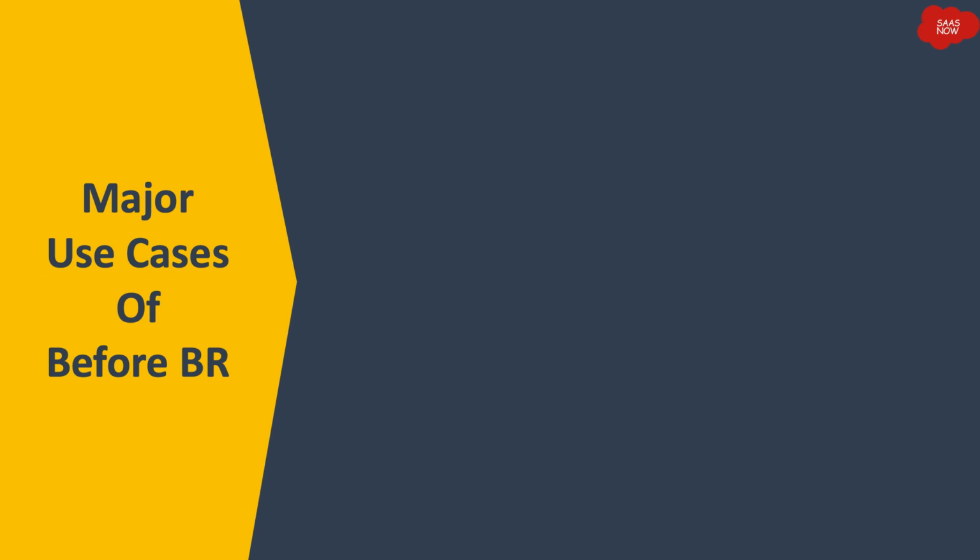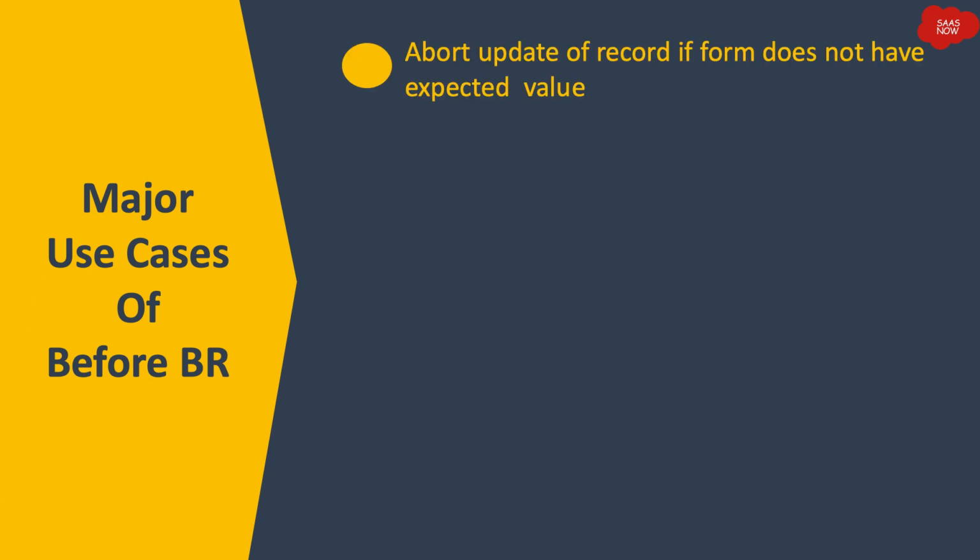Major use cases of before business rule. So let's talk about some major use cases of before business rule, which will help you to understand when exactly you have to use before business rule. Abort update of record if form does not have expected value. If user fills some value in one of the fields and you don't want to update that value in the record as per the values of other fields, then you can abort the action with before business rule.